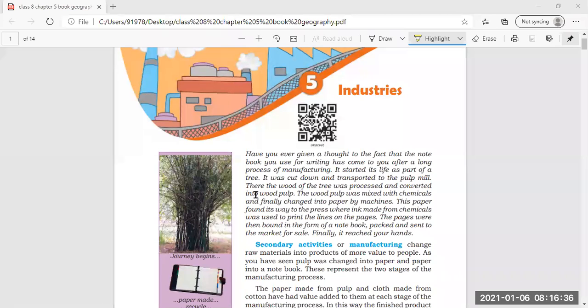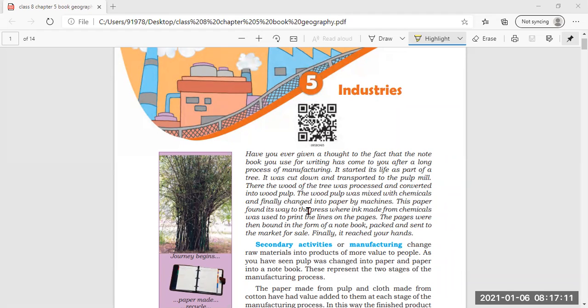That means the beginning of this book is from the tree only. The tree was cut down and transported to a pulp mill. Now, the mill was used to make the pulp of the tree. There the wood of the tree was processed and converted into wood pulp. Whatever the bark of the tree and all was cut, it was taken to the pulp mill and converted into wood pulp.